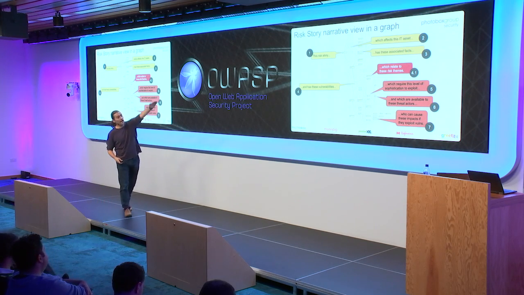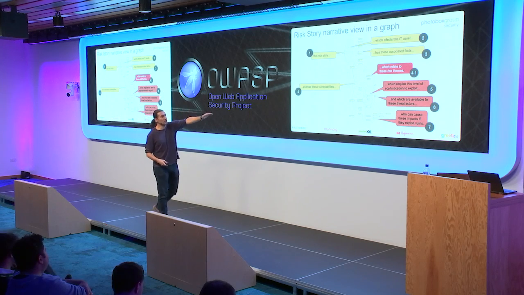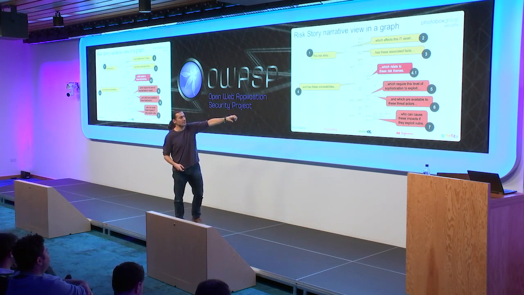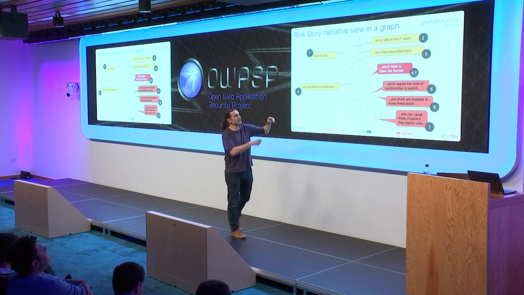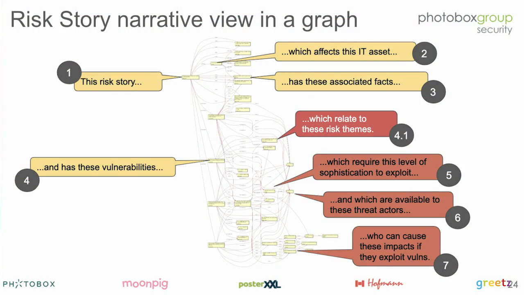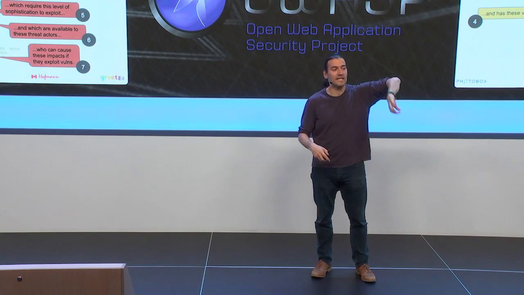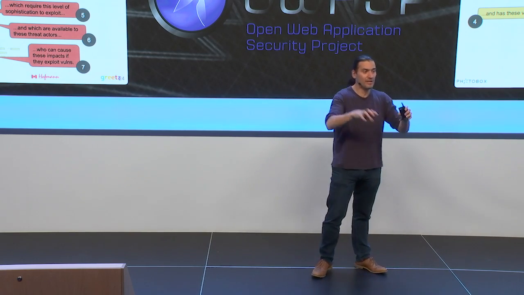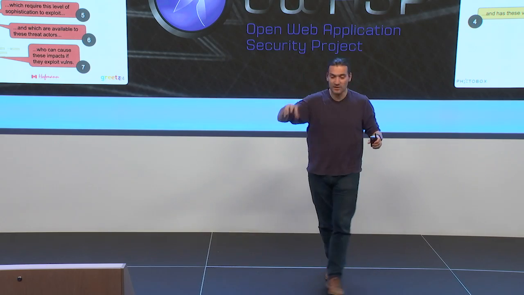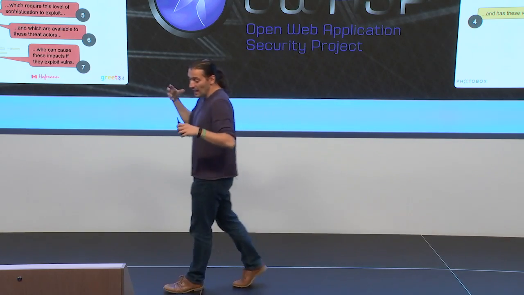And then we have these facts that lead to these vulnerabilities. So you can see the risk story connects to vulnerabilities, which relates to the risk theme. That is the path to our top-level management, and we even map it to the sophistication of exploit, which is available to these threat actors who can cause these impacts. So not only do we now have the risk part, we can also plot the level of sophistication, and then link it to the threat vectors they're going to have, at that level of sophistication.